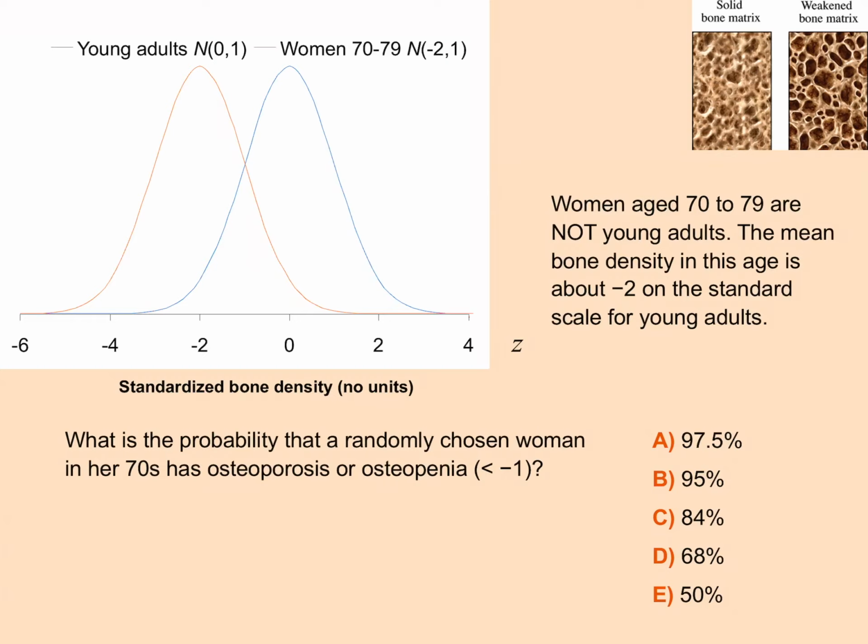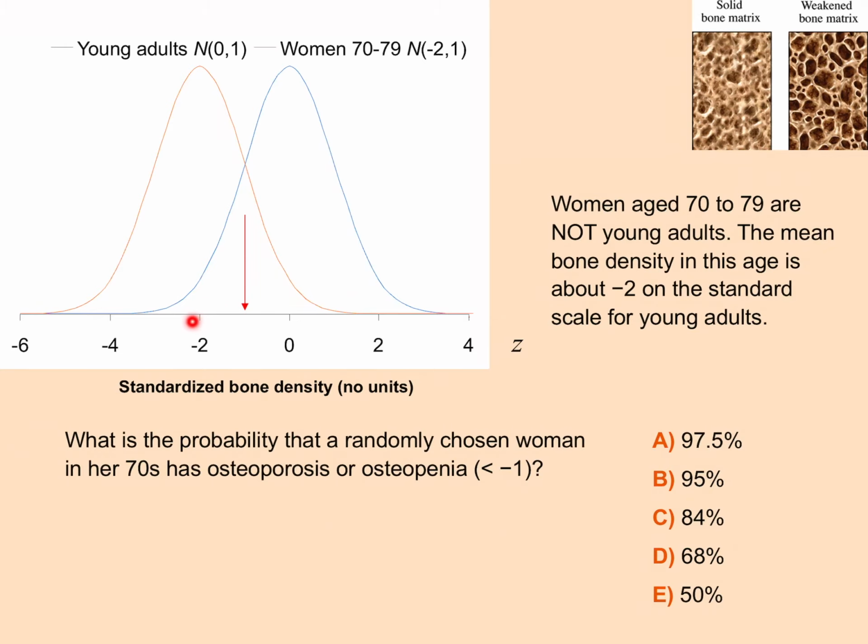Okay. So the question here then is, what is the probability that a randomly chosen woman in her 70s has either osteoporosis or osteopenia? In other words, 1 standard deviation below the young adult mean. All right, so this is our young adult mean, right? 1 standard deviation would be about right there, and there you see it. That red arrow is at -1 standard deviation. Okay, so look and see where that falls on the red curve, the elderly women's curve.